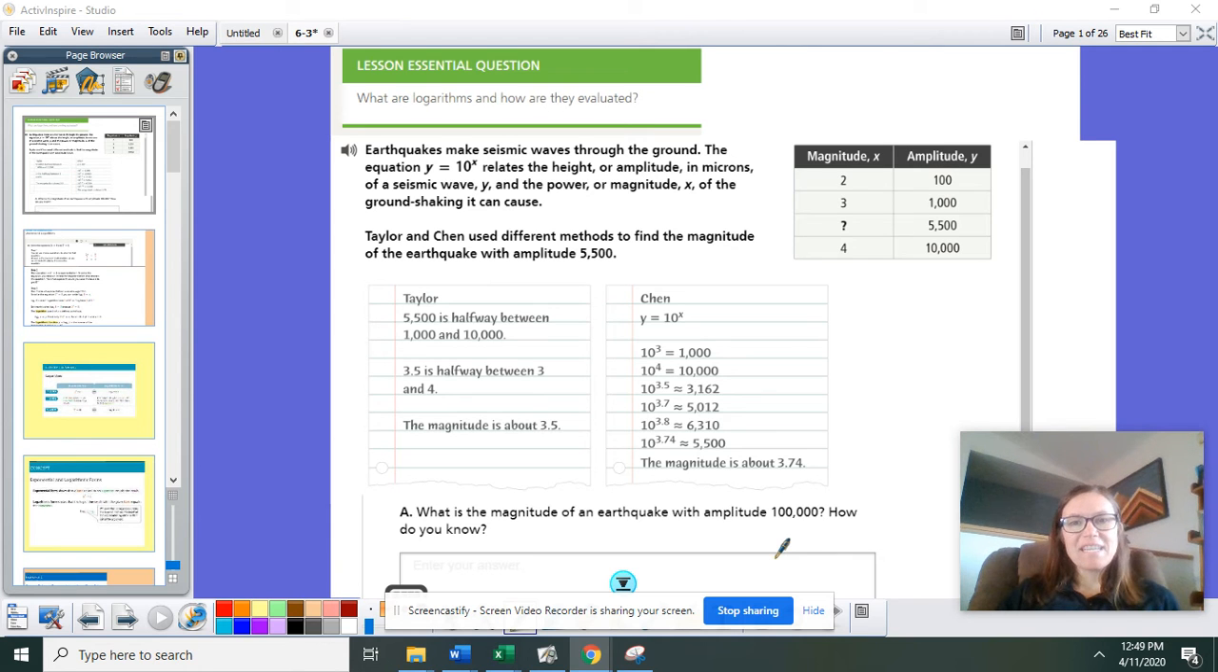Hello, this lesson is to help you with lesson 6-3. The essential question throughout the lesson is, what are logarithms and how are they evaluated?